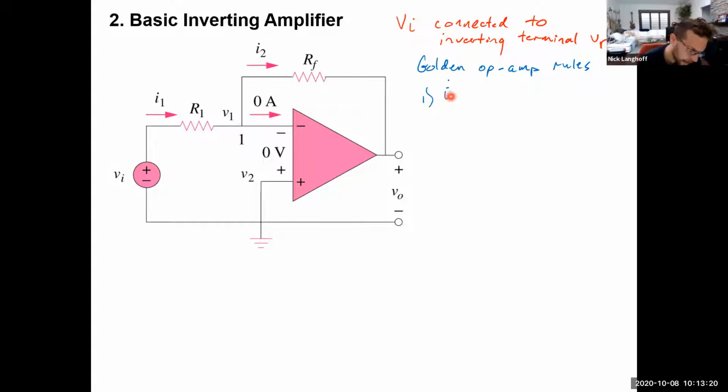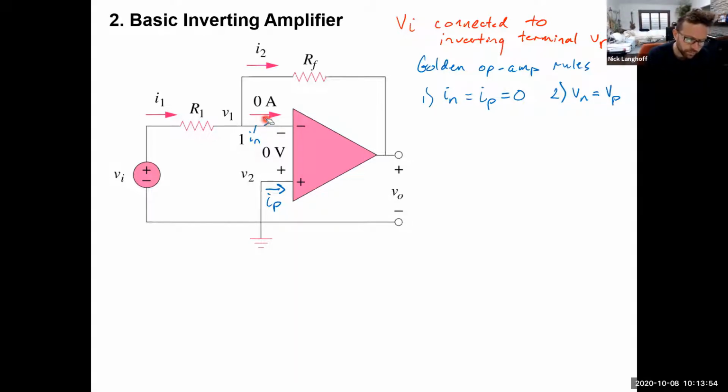One is that IN, the current into the inverting terminal, which is shown here, and IP, the current into the non-inverting terminal, are both equal to 0. There's no current into the inputs. The second op amp rule, the golden rule, is that the op amp will do whatever it has to make VN equal to VP.